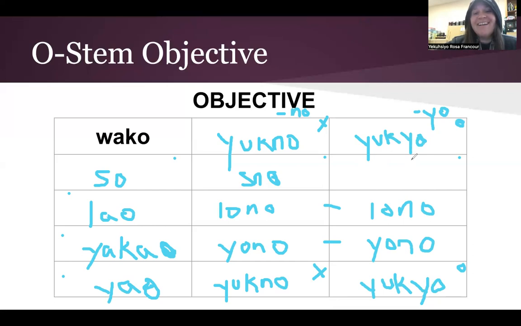Yungyo, and then same on the subjective side, which was jo. Okay. So we already pretty much have our third column done. It was already done for us. So yungyo, jo, lono, yono, yungyo. So our pronouns for the whole chart: wago, zo, lao, yagao, yao, yungno, sno, lono, yono, yungno, yungyo, jo, lono, yono, yungyo. Okay, cool.